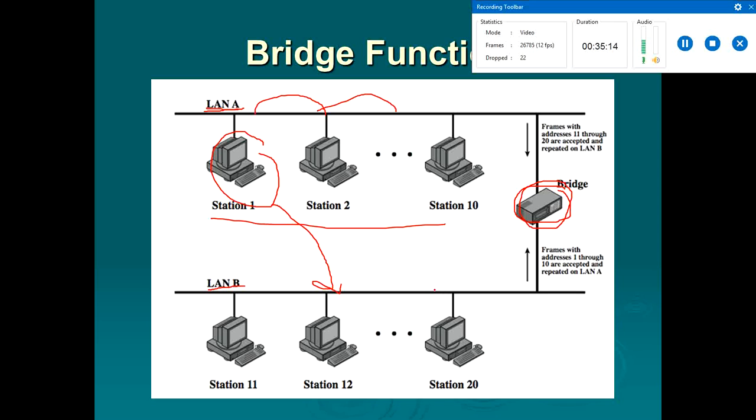It will do the same thing for B to A traffic. It will read all the frames transmitted on local area network B. For example, if station 12 wants to transmit a frame to station 2, the bridge will accept this frame, which is intended for local area network A, and after accepting it, using the MAC protocol for LAN A, it will retransmit each frame on A. This is how the bridge will function.